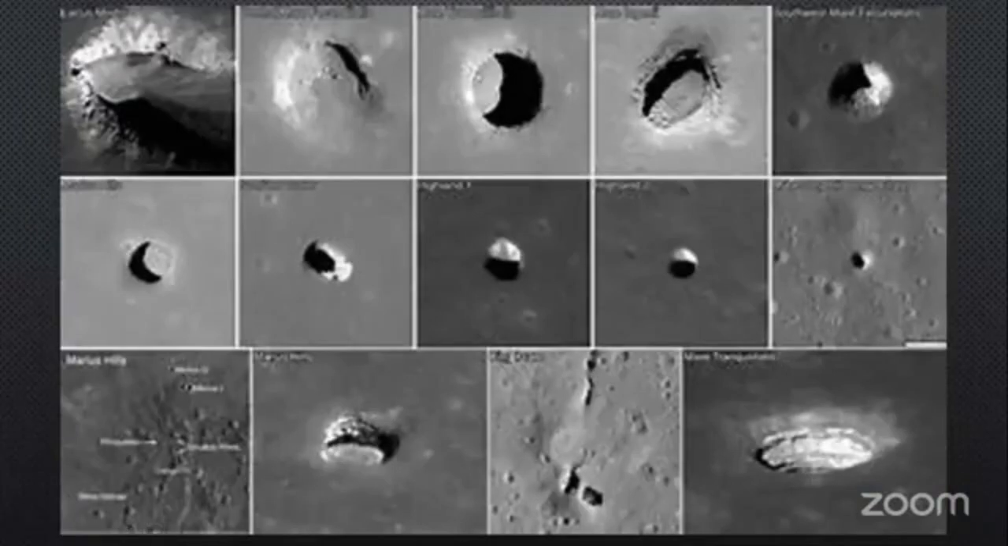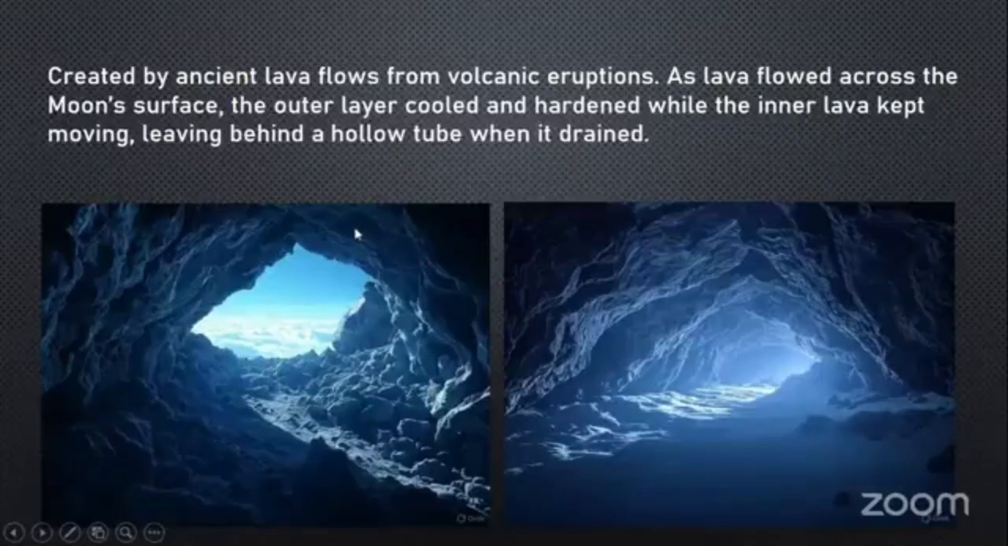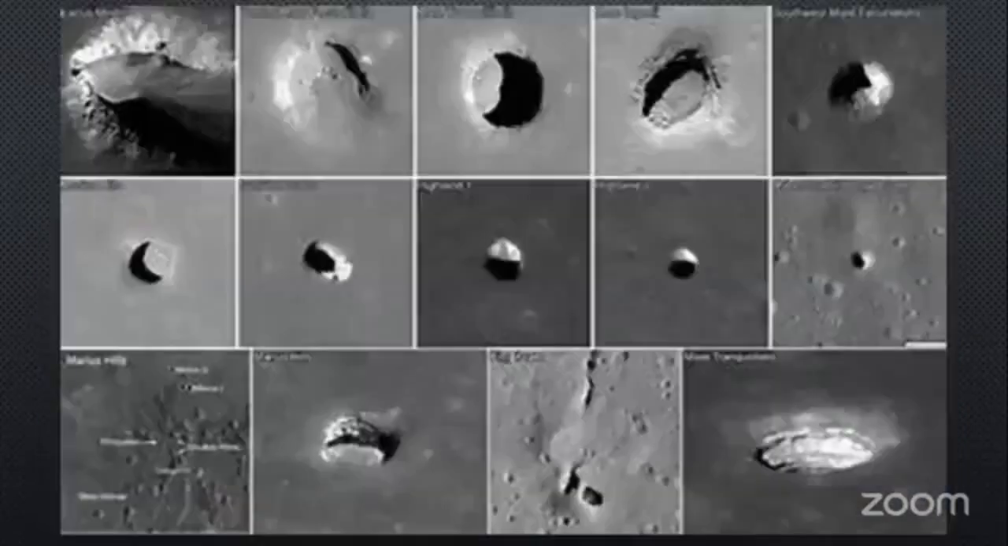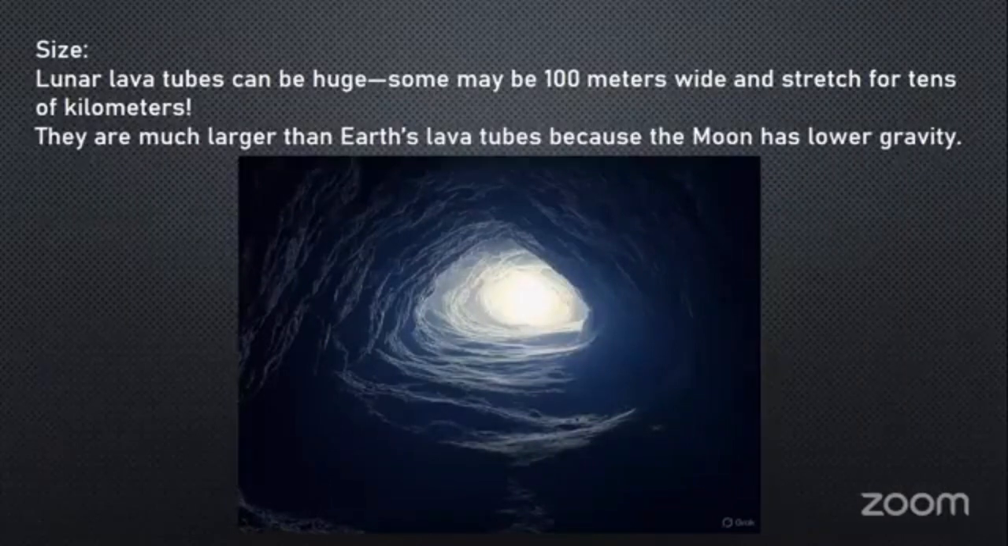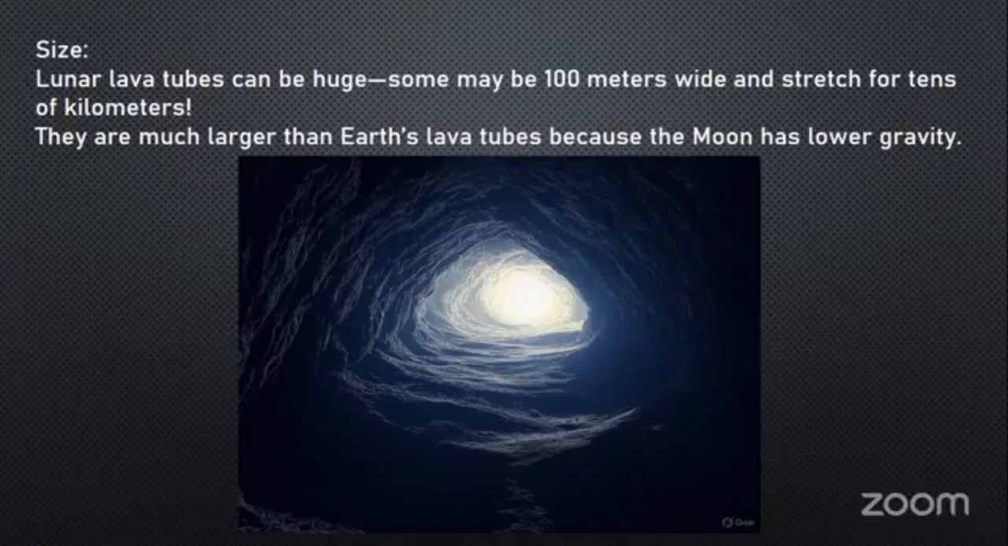But here is the live picture, not AI. These are real pictures. We haven't really gotten an image of the inside. These are the outside views of the lava tubes of the moon from satellites. They are quite big. The lava tubes can be very huge, maybe 100 meters wide and stretching for tens of kilometers. They are much larger than Earth's lava tubes because the moon has lower gravity.